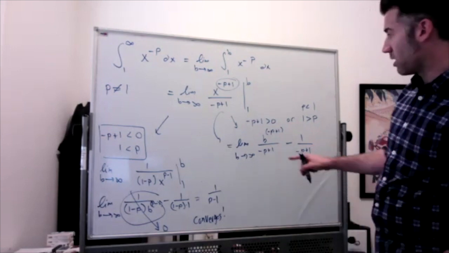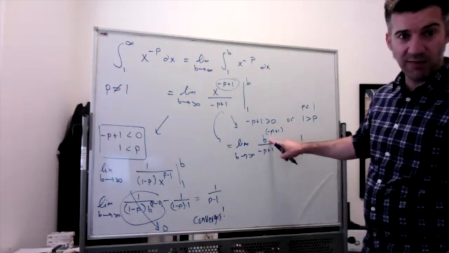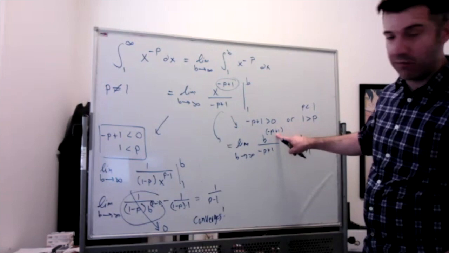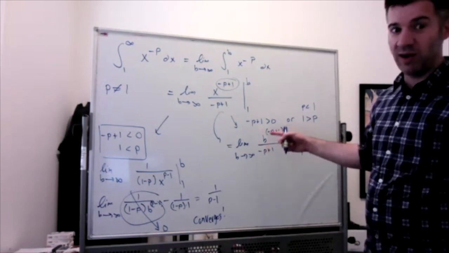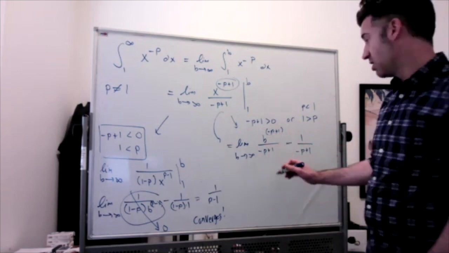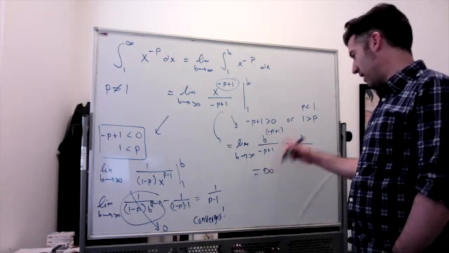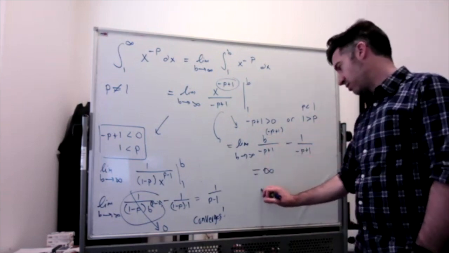But now look, b is going to infinity. It's raised to a positive power because that's positive. And infinity to a positive power is infinitely large. So this is going to go to infinity minus whatever, which is going to be divergent.